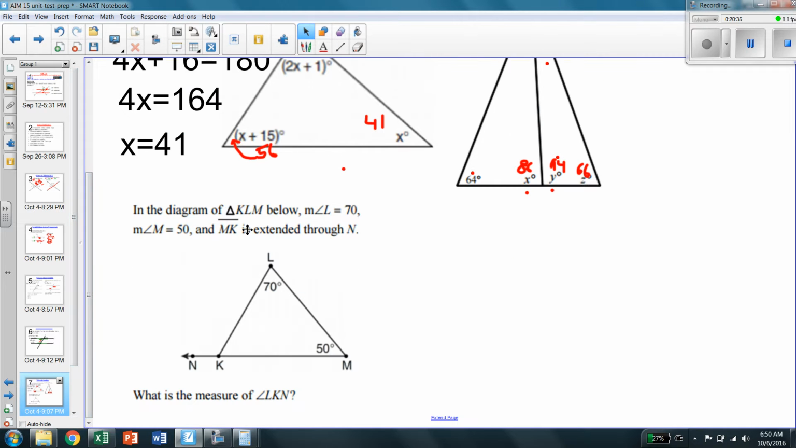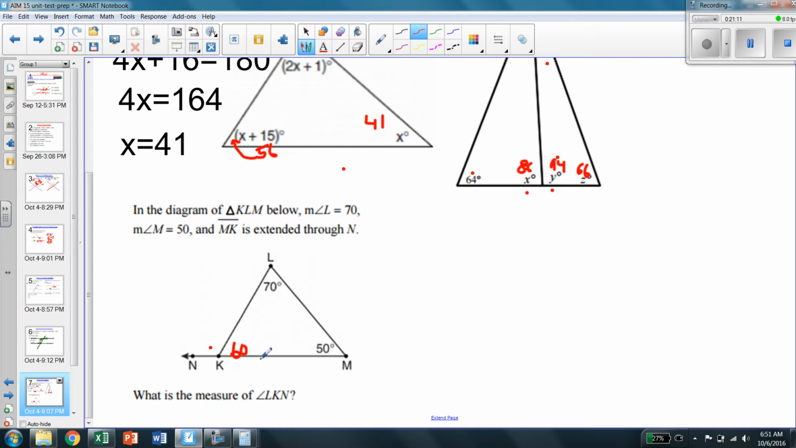In the diagram of triangle KLM below, measure of angle L is equal to 70. That's the diagram there. Nice. Measure of angle M is 50, already in there. Perfect. And MK is extended through N, so it just extends through the angle. What is the measure of angle LKN? So that's that exterior angle right here. Well, if I know this is 70 and I know that's 50, that's 120, right? So 180 minus 120 will give us 60.